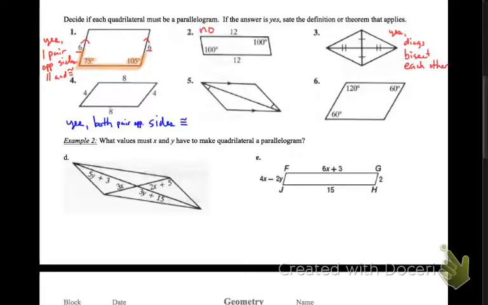Here are these other answers. Please circle, mark, and be ready to ask questions if you have them. Come see me. I'd be glad to help you as well.